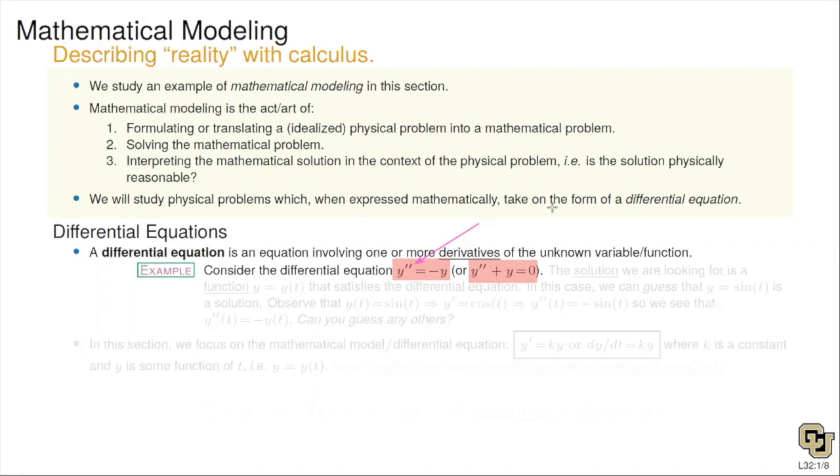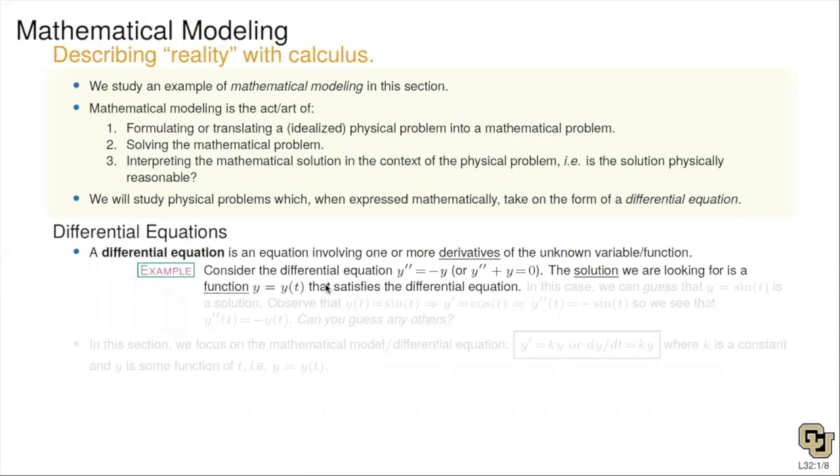If y were a constant, y double prime would just be 0, and this equation would just say 0 equals negative y, or y just equals 0. So if y is a constant, this is a boring equation, but here y is not a constant, it's in fact a function. And so here, I'm looking for a function, y of t. So typically with these mathematical modeling problems, the independent variable is time. So here I'm assuming y is a function of time. Can I change that to x? Absolutely. You can use whatever independent variable you want. So we're looking for a function y of t that satisfies the differential equation.